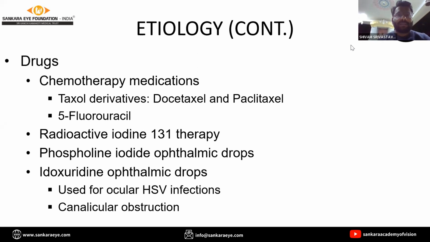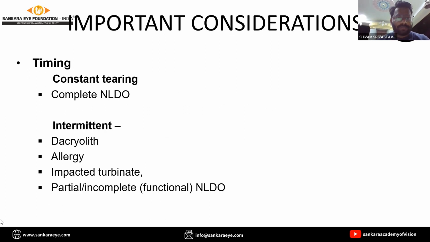There are certain drugs which are also implicated in causing acquired NLDO. Some of the chemotherapy medications include the Taxol derivatives, docetaxel and paclitaxel, 5-fluorouracil, radioactive iodine-131 therapy, and phospholine iodide ophthalmic drops, and also idoxuridine ophthalmic drops that are commonly used for ocular herpes simplex infections and primarily result in canalicular obstruction.